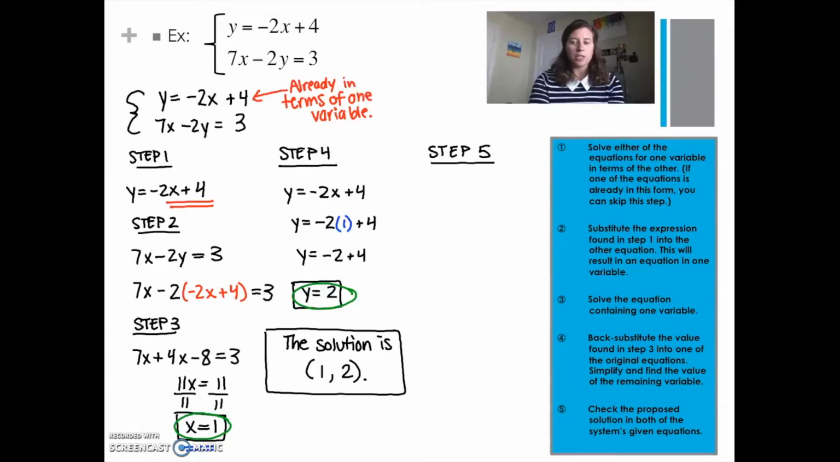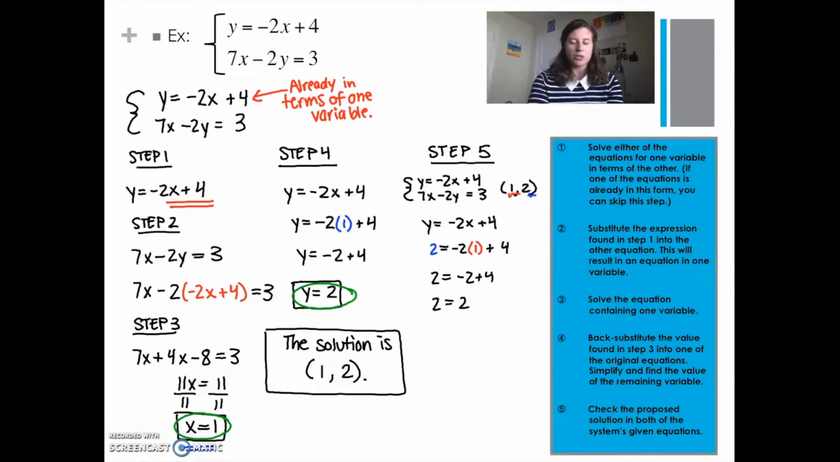Step 5 is to check the proposed solution in both of the system's given equations. Write down the original system and the ordered pair you found. Start with the first equation. Substitute 1 for x and 2 for y to get 2 equals negative 2 times 1 plus 4. Simplify to get 2 equals 2. This is true. Now for the second equation. Substitute 1 for x and 2 for y. Simplify to get 3 equals 3. This is true, so your solution that you found is correct.